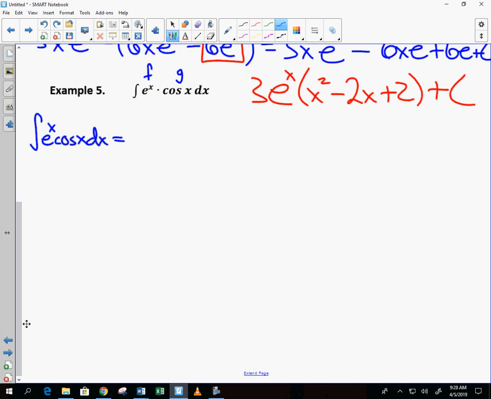All right, what do I start with? Because it's big F times little g. Then I have cosine of x minus, then what? The derivative of cosine is negative sine.